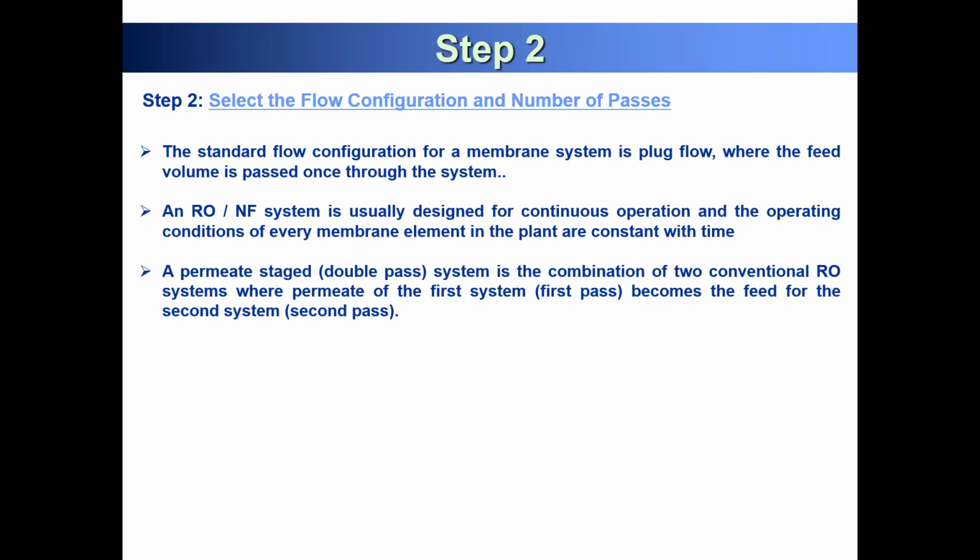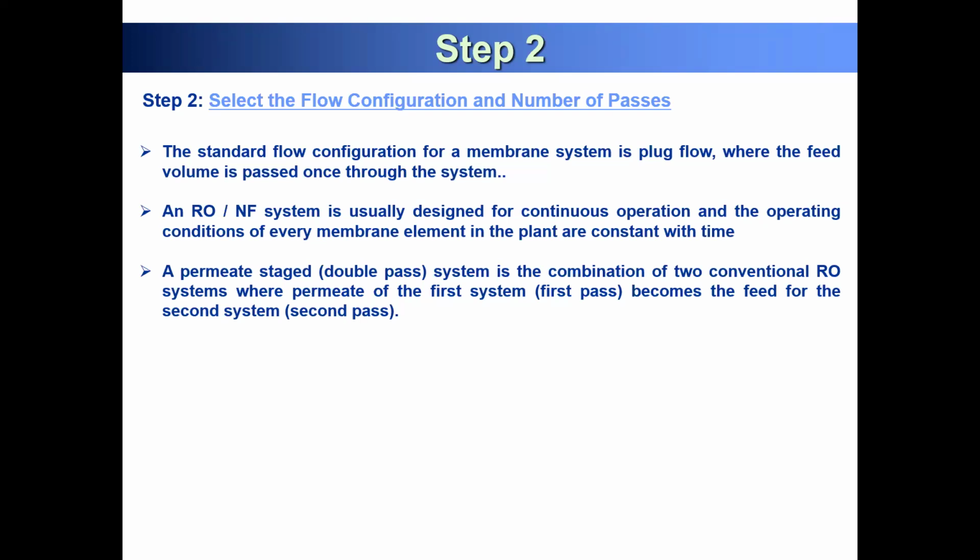And the second step is flow configuration and number of passes. The standard flow configuration for a membrane system is plug flow. So you mostly design a one-off flow, rather than keep circulating, because circulating always costs more in pumping cost. Even if you keep circulating water, it is not always an efficient way. So we design plug flow as a one-off flow system where the feed volume is passed once through the system.